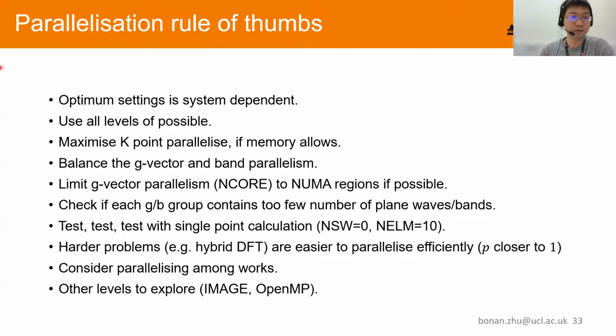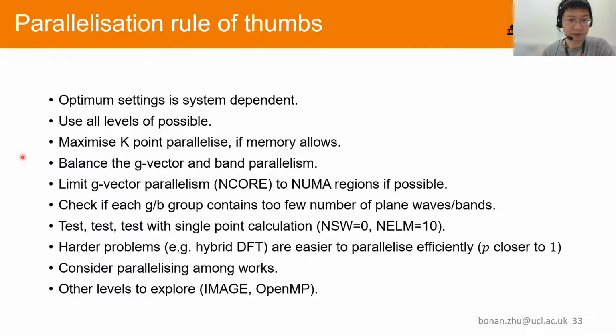The rule of thumb in parallelization is, I think, the first thing to realize is that the optimal setting is going to be system dependent. By system I mean your material system, your compound, how large the supercell is, how many electrons there are, and also the hardware you have. Also, a bad thing to do is to try to use all levels of parallelization. For plane-wave DFT, maximizing the K-point parallelization, maximizing K-par, is probably most efficient if you have enough memory.